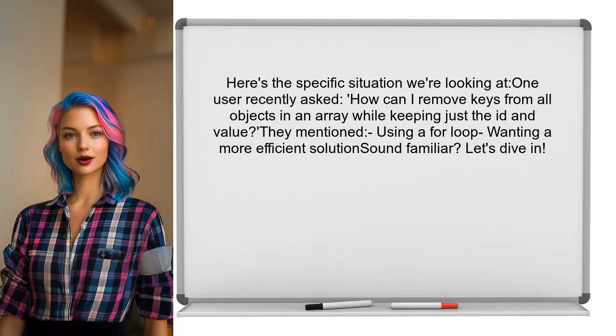Here's the specific situation we're looking at. One user recently asked, how can I remove keys from all objects in an array while keeping just the ID and value? They provided an example array and mentioned they were using a for loop to achieve this. Sound familiar? Let's dive in and find a better solution together.